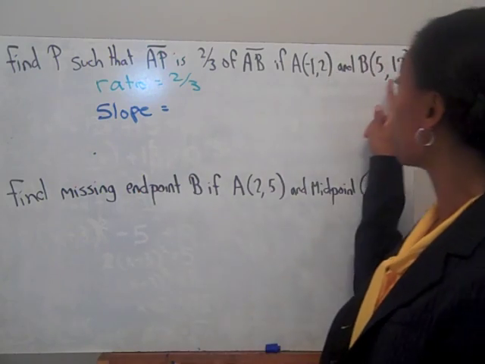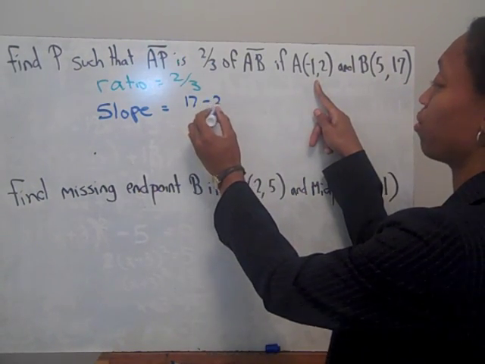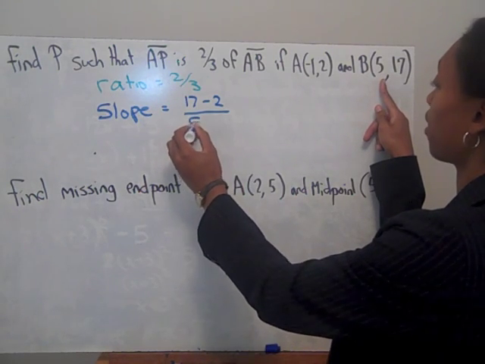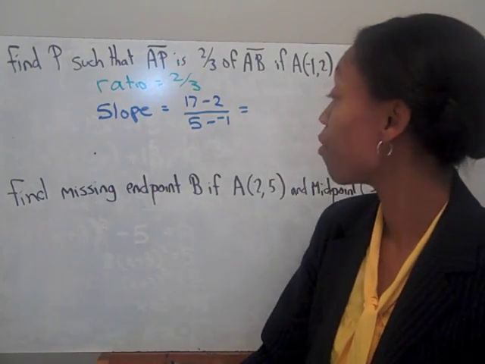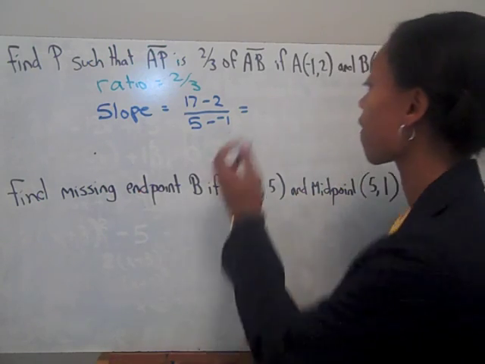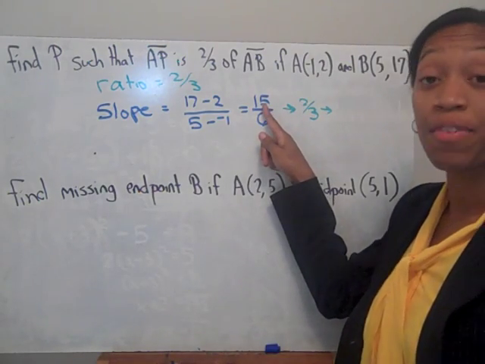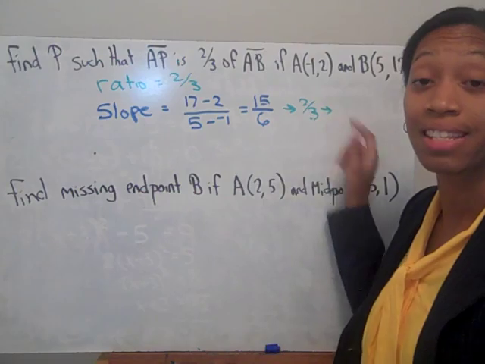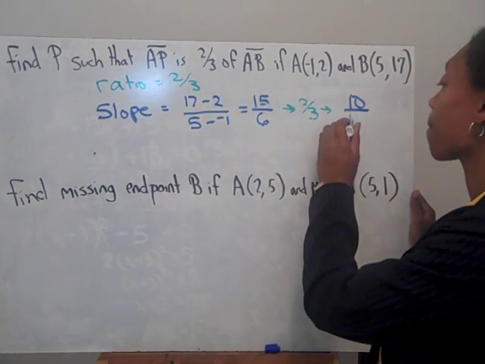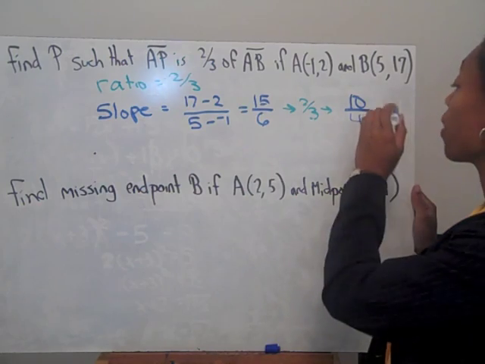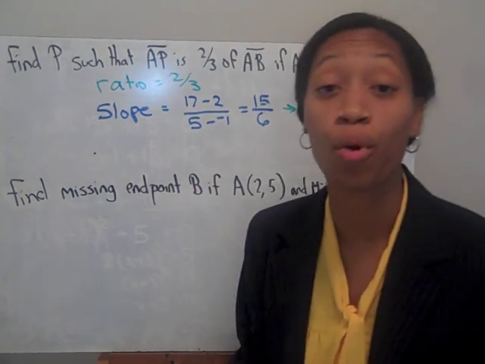Alright, looks like my slope ends at 17 for my y, starts at 2, ends at 5, starts at -1. So that gives me a slope of 15/6. Now I'm going to multiply by my ratio. 15 times 2/3 is 10. 6 times 2/3 is 4. So now I know I need to add 10 to my y and 4 to my x.